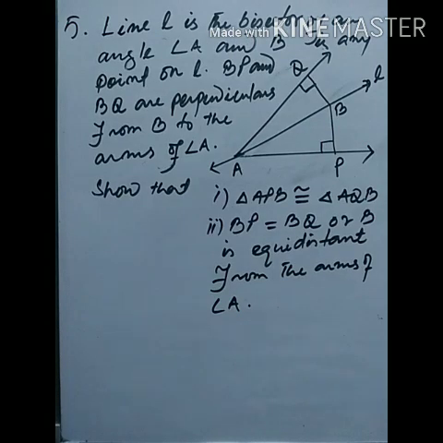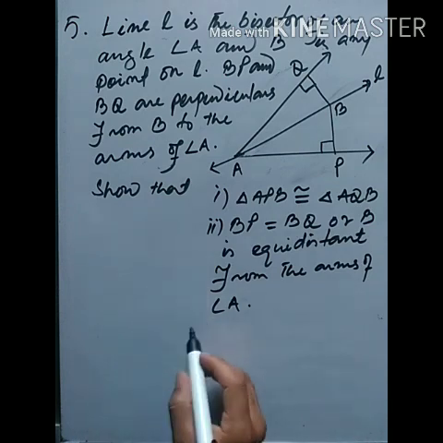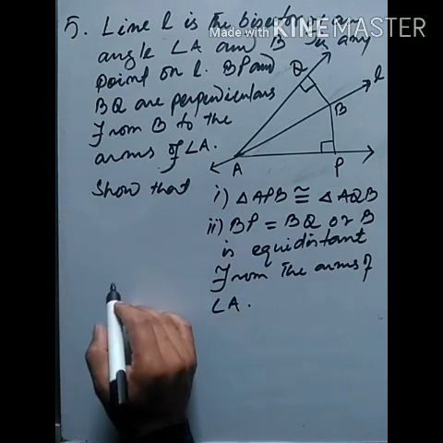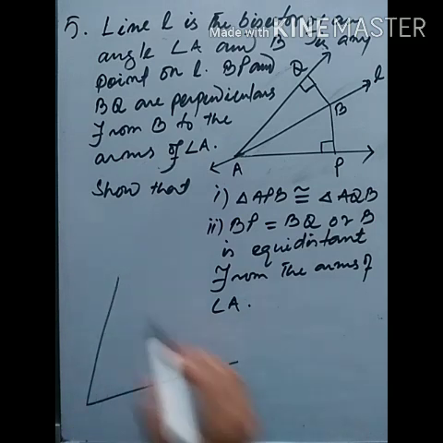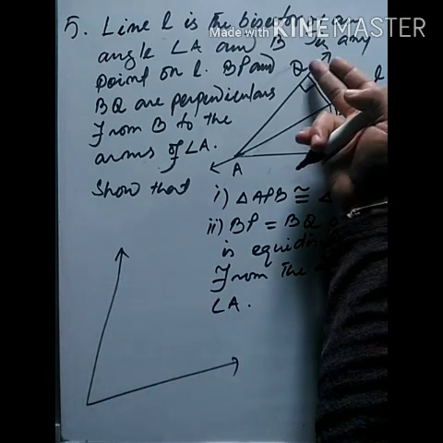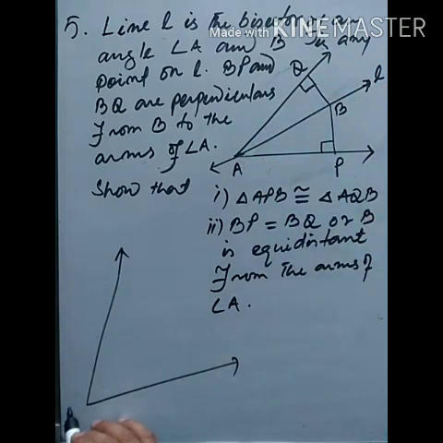Okay, here's the question. Question number 5. Line L is the bisector of an angle A. Okay, fine. There is an angle A. What is that? I'll just draw here. This is your angle A, fine.